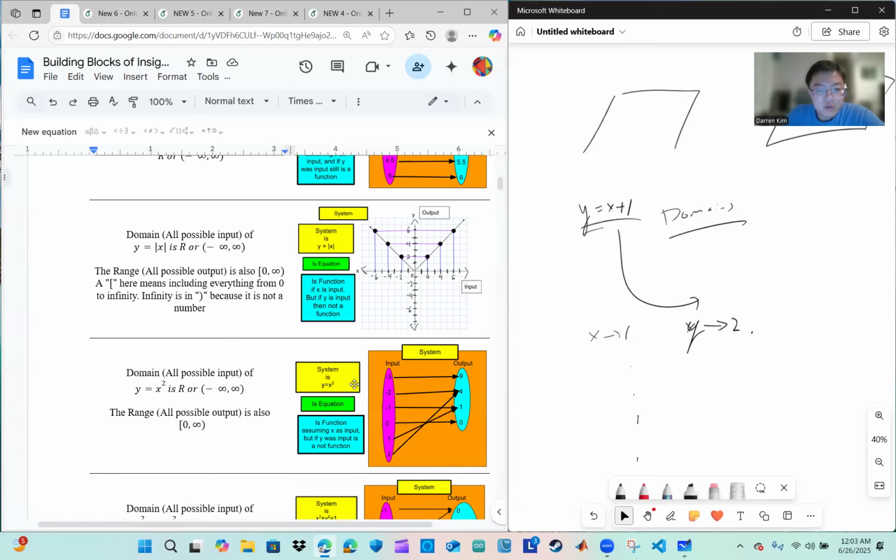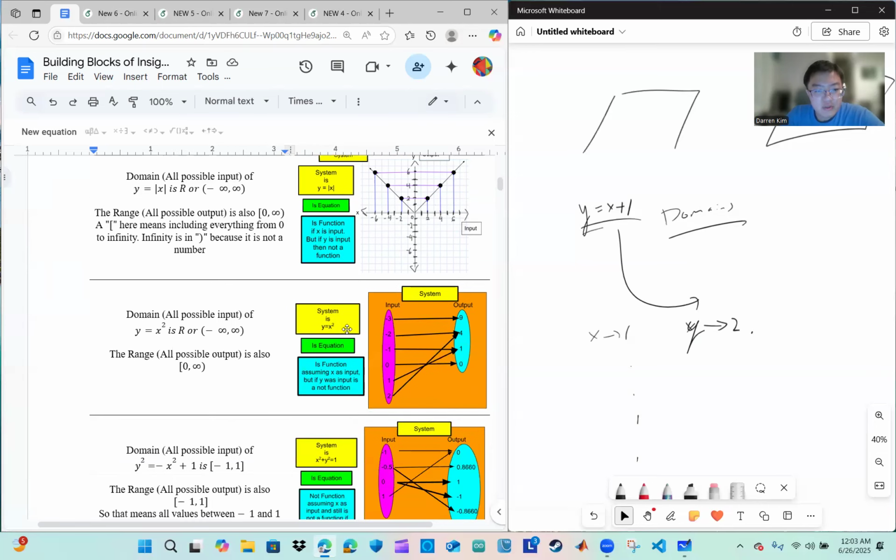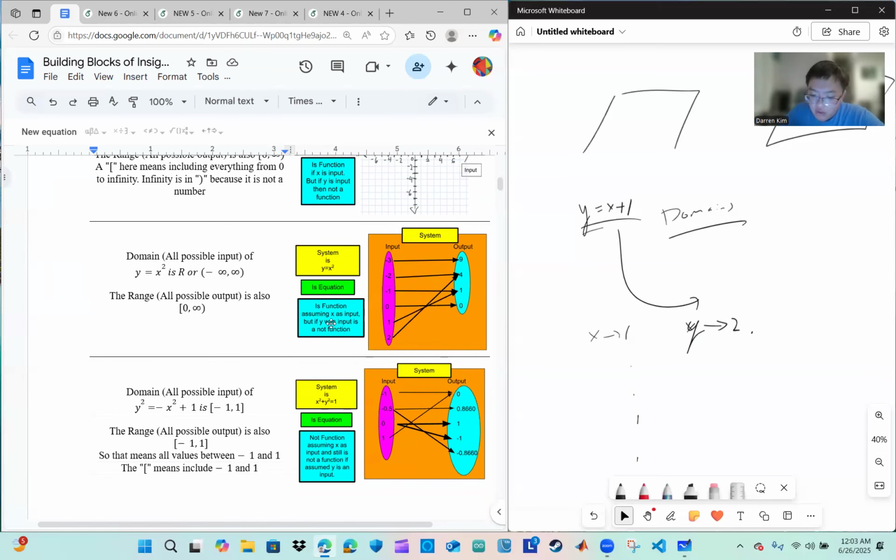Now, we use absolute value. I'll explain that. Over here, we use y equals x squared. We know exponents, right? Here we use the fact that there's a negative 2 and 2 that can be the input, and the output will be the same.